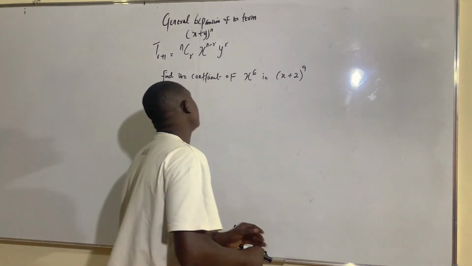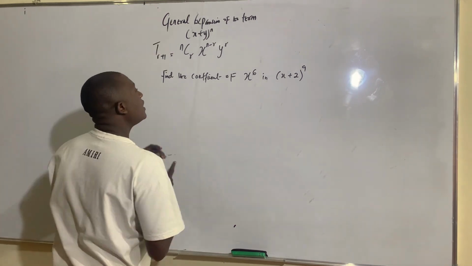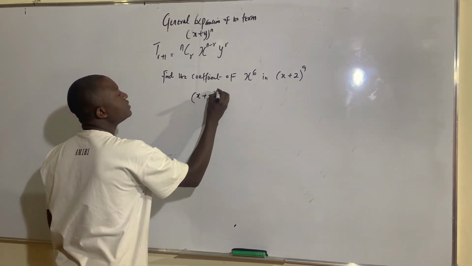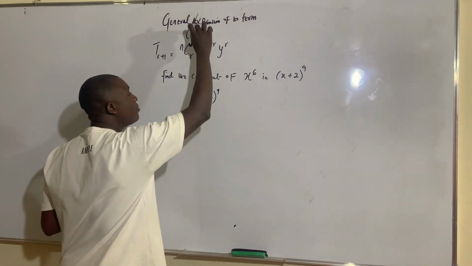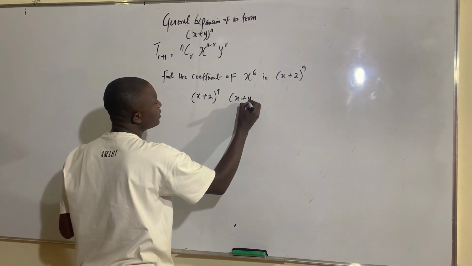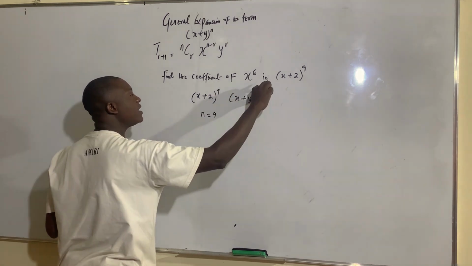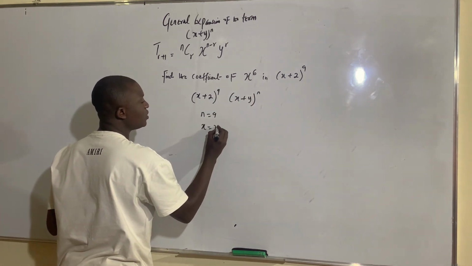So how will I go about that? I'll just make sure I know the formula. If I compare them, I have x plus 2 raised to the power of 9. So now, by comparison with this, our n here is going to be 9. Can you see? By comparison, our n is 9, our x is x. We are looking at that, it is the same thing.